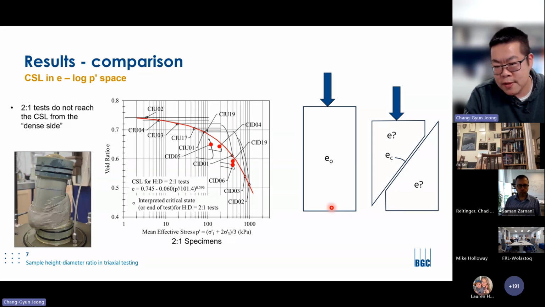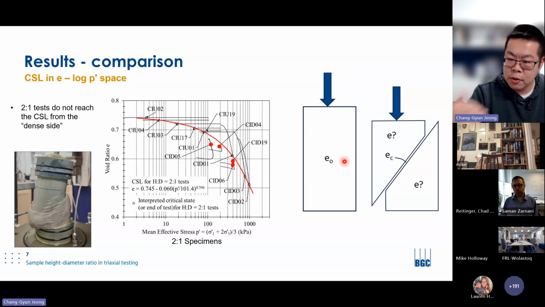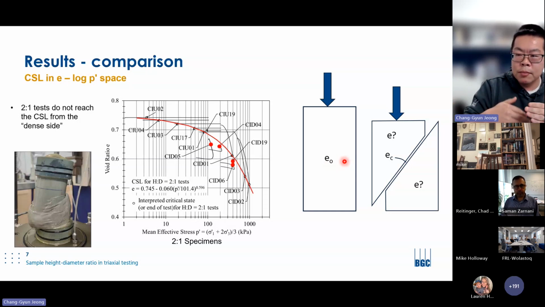So here's a schematic. If you picture a triaxial specimen for a dense subcritical test, it starts at this initial void ratio, initial volume. But as we load, the sample dilates and a number of shear planes develop within the sample, oriented at, say, 45 plus or minus phi/2, on the plane of maximum obliquity.